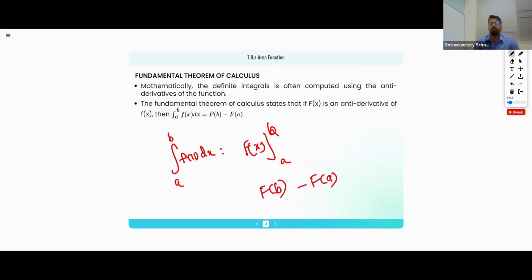So usually we put a modulus if we are talking about area, or else we can keep the sign whatever we get. But area is always positive, and the negative area also has a significance that depends upon the question.